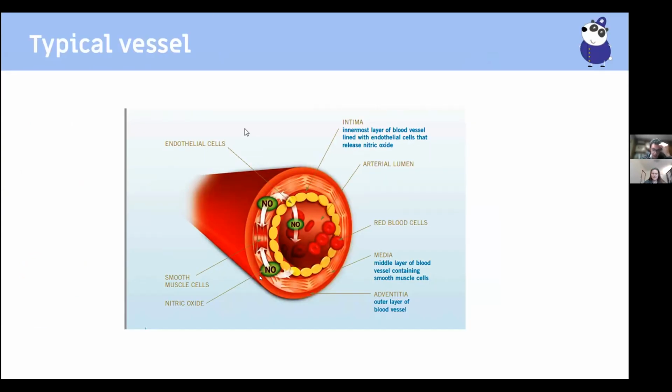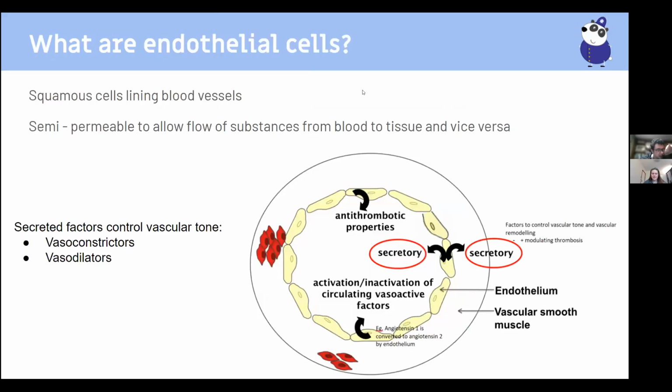What we're going to discuss now is nitric oxide and what its function is. Endothelial cells are really important. They're not just physical barriers, but they also provide a lot of other functions. They contribute to vasoconstriction and vasodilation, as well as provide vasoprotective factors for preventing coronary artery disease. They're semi-permeable as well, which allows the flow of substances from blood to tissue and tissue to blood.